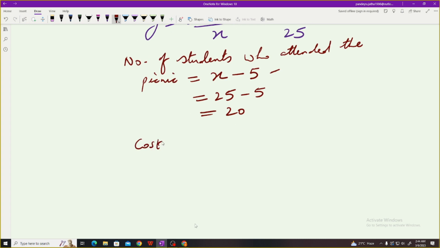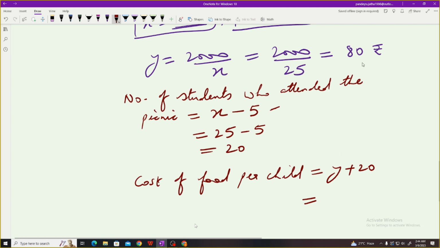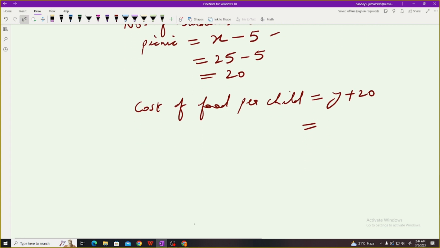So the cost of food per child was y plus 20. The value of y is 80 rupees. So the cost per child will be 80 plus 20, that is equal to rupees 100. So 20 students attended the picnic and they paid rupees 100 for the food.